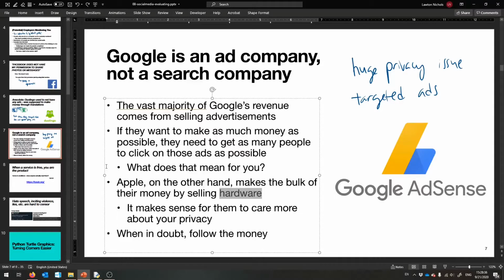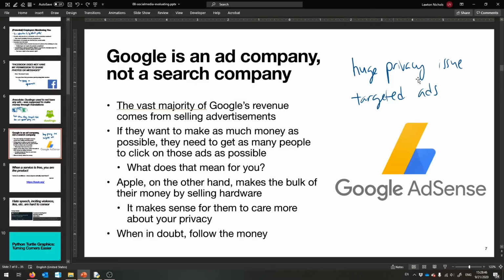Apple advertises so much that they care about your privacy, and that's nice, and it's easy for them to care about your privacy because they're not trying to sell ads or things like that. So that's why I trust Apple more, and maybe I use an iPhone rather than an Android phone, if you care about privacy, perhaps. So when in doubt, follow the money. That's the idea I'm trying to get across here.